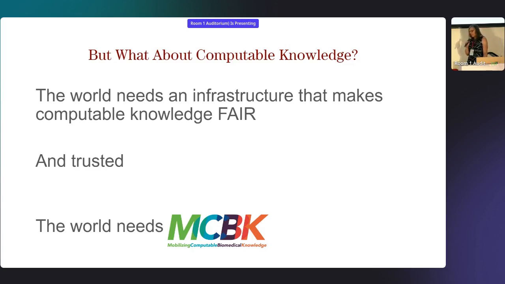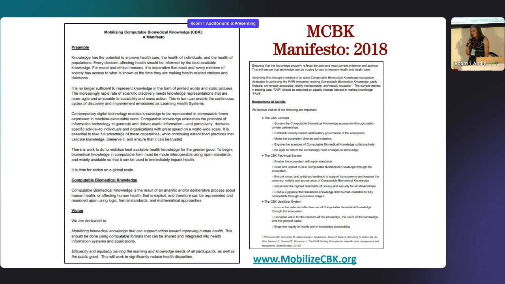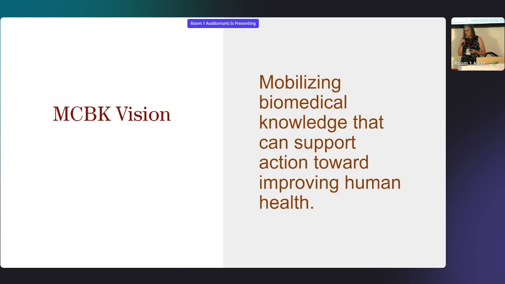But the goal is to make computable knowledge FAIR. So we published a manifesto in 2018. This was literally right after I started working with them. They've been having a bunch of meetings. And so the vision from the manifesto is that we need to be able to support action towards improving human health.